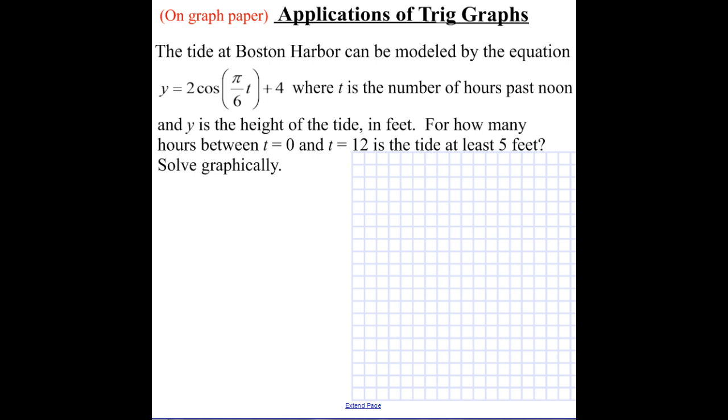Write down the equation. Note what t is. t is the number of hours past noon. y is the height of the tide. And we're interested in finding out this information graphically: for how many hours between t equals 0 and t equals 12 is the tide at least 5 feet? Okay, so play the recording once you've gotten that written down.